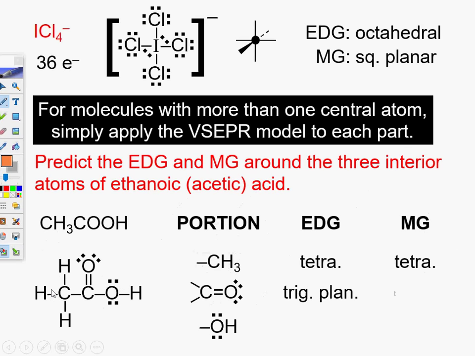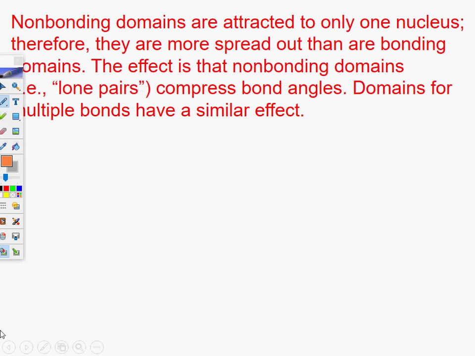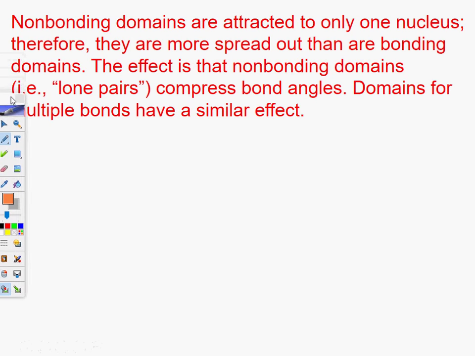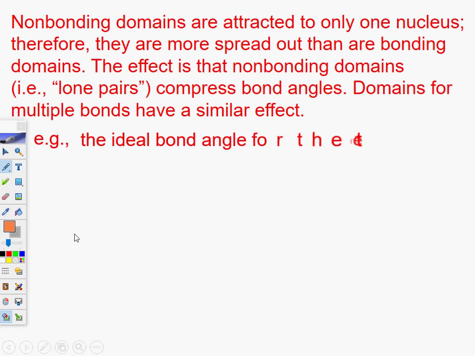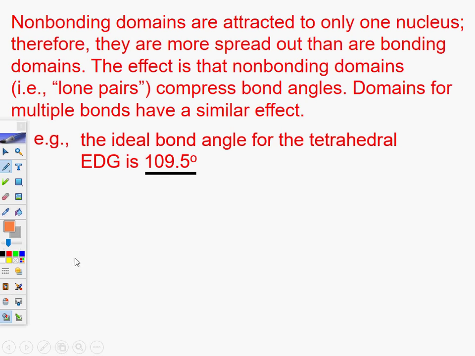Let's go through that. Non-bonding domains are attracted to one nucleus. Therefore, they spread out more than the bonding domains. The effect of non-bonding lone pairs is compressed bond angles. So here's what we talked about. Remember, tetrahedrals are 109.5. Let's see if you can see a pattern here.